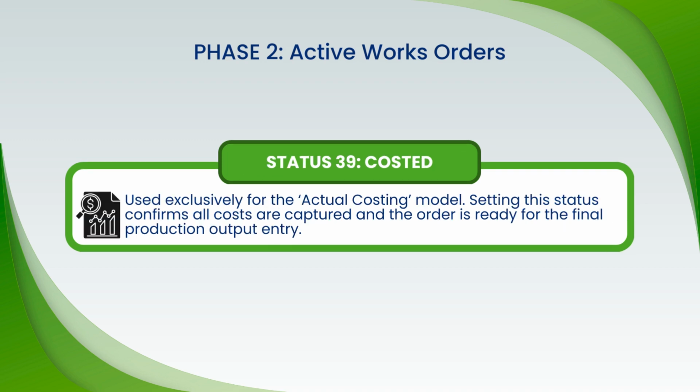Status 39. Costed. Actual costing only. This status is exclusively for works orders using the actual costing model. The user sets status 39 after all associated costs have been captured. By setting this status, the user signals readiness to record the single production output entry, which will then apply the actual calculated cost to that output.